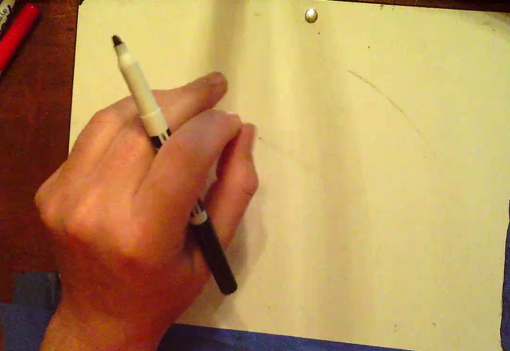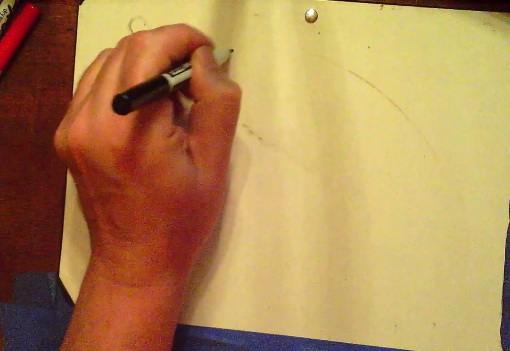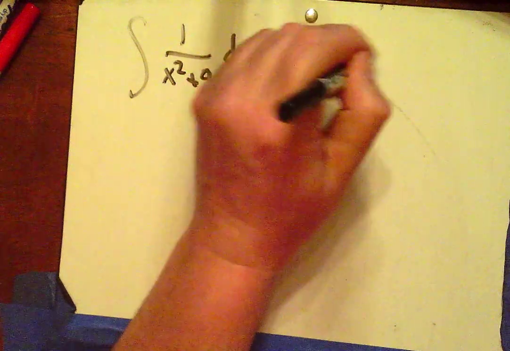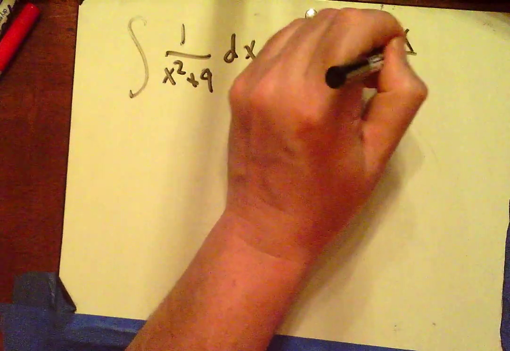Let's take a look. All right, how about this? The integral of 1 over x squared plus 9 dx. And if it helps, I'll even tell you that u is equal to x over 3.